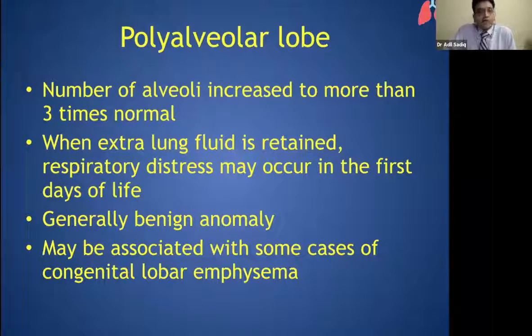Polyalveolar lobe, for completion's sake in congenital lung diseases, is something that can be associated with congenital lobar emphysema. It's nothing but a larger number of alveoli that are present towards the terminal bronchiole, and they're filled with fluid, sometimes look cystic as well in nature, and essentially a benign anomaly that, when indicated, requires nothing more than just follow-up.